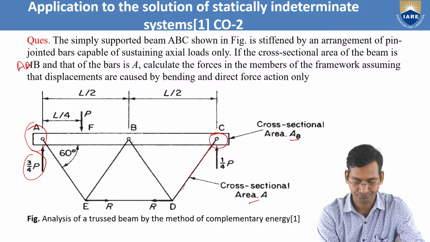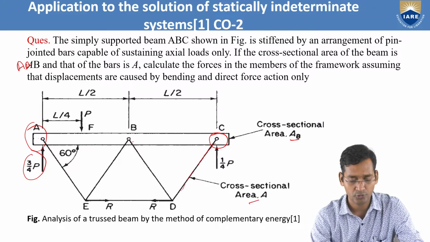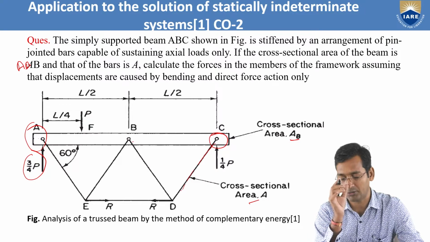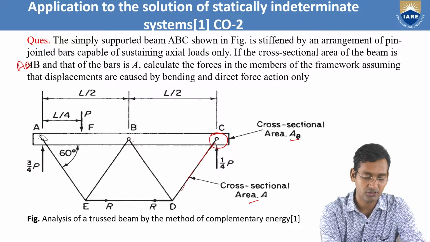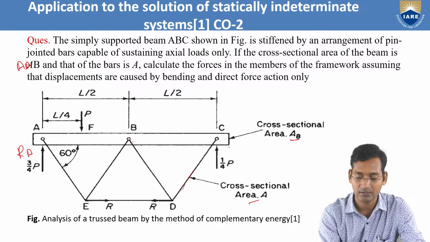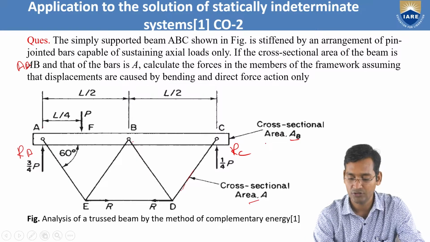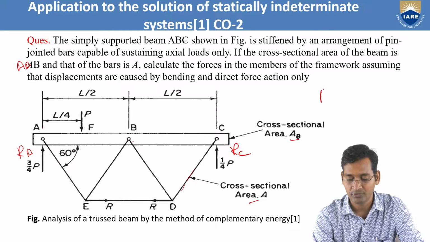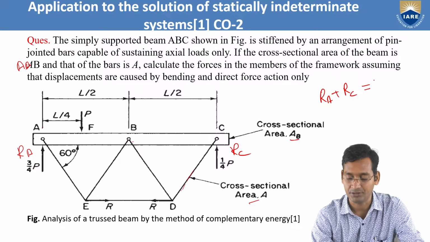Let's see how. In the same way, first the sum of all the vertical forces must equal zero. Here the reactions are acting as RA and RC, and these two are acting upward and this force P is acting downward. So RA plus RC will be equal to P, because these two act upward and this acts downward. So this is the first equation.